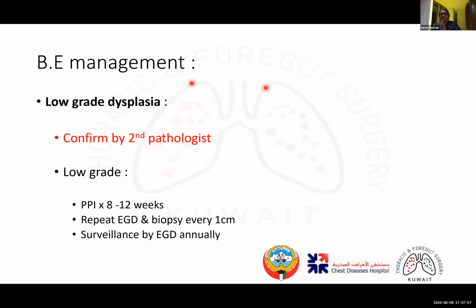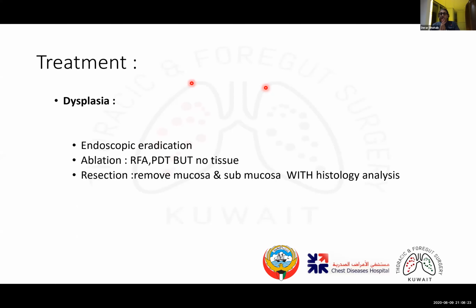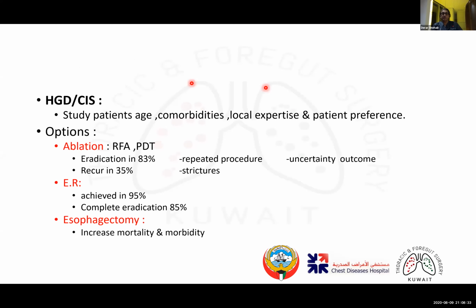In low-grade dysplasia, again, I keep emphasizing that 2 pathologists should look at it. But in low-grade dysplasia, you can continue the PPI for 8 to 12 weeks and repeat the endoscopy biopsy every 1 centimeter, and make sure that those patients are followed with upper GI endoscopy every 12 months. If you have dysplasia, like high-grade dysplasia or carcinoma in situ, for example, then we have the choice of endoscopic eradication.